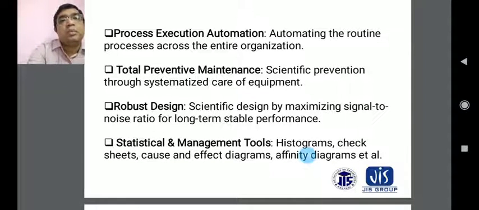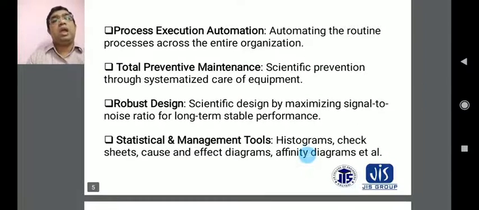And total preventive maintenance, the scientific prevention through systemized care of equipment, will be required. In each and every place some maintenance will be required when there are different types of manufacturing units. Different scientific equipment is available when you have to produce products, and similarly this scientific prevention will be required through systematic care of the equipment.